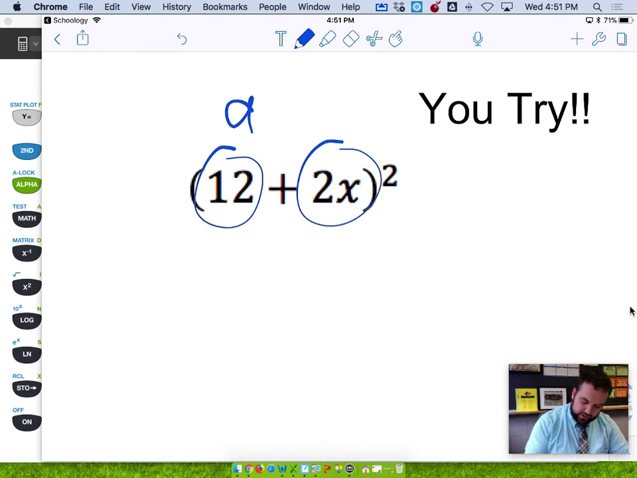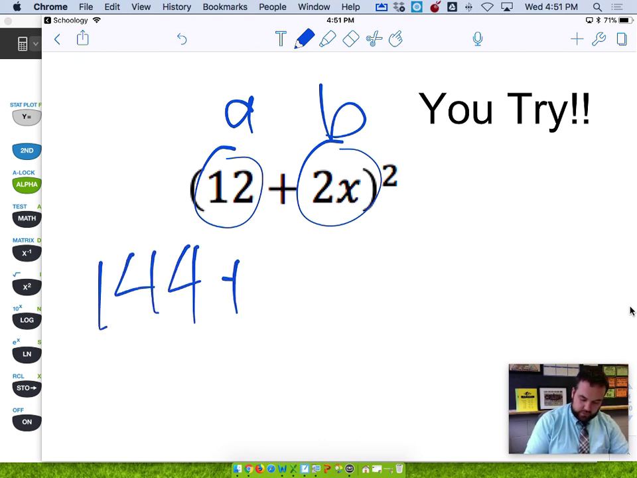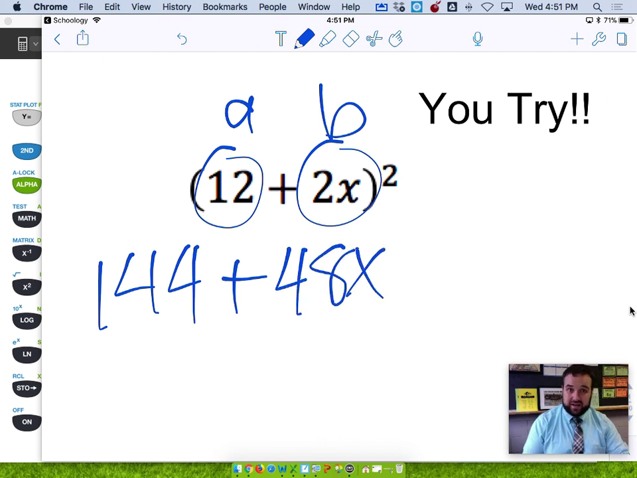And then 2x is what we're going to call B. So A squared is 12 squared, so it's 144. The next thing is I'm going to multiply them together and double it. So 12 times 2x would be 24x. I'm going to double that, and it's going to become 48x.